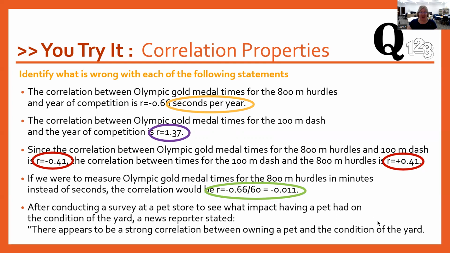All right, and then the last one, after conducting a survey at a pet store to see what impact having a pet had on the condition of the yard, the news reporter stated there appears to be a strong correlation between owning a pet and the condition of the yard. This one breaks the very first rule. Neither of these are quantitative. Owning a pet is a yes/no question. And then the condition of the yard, I'm going to guess they're going to do like poor, fair, good, great, fantastic, those kinds of things. So neither of those would be quantitative variables.